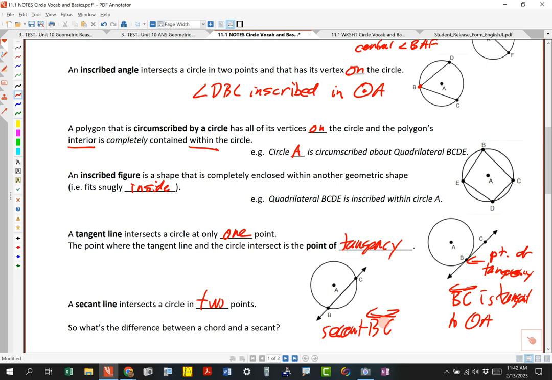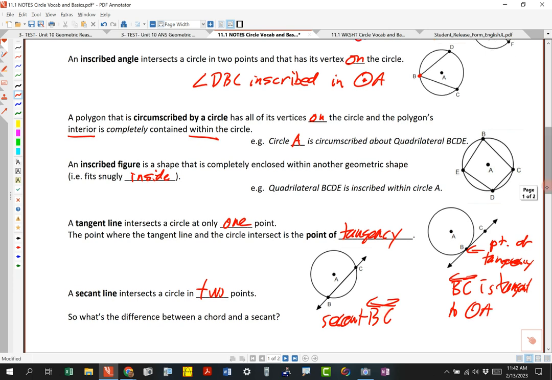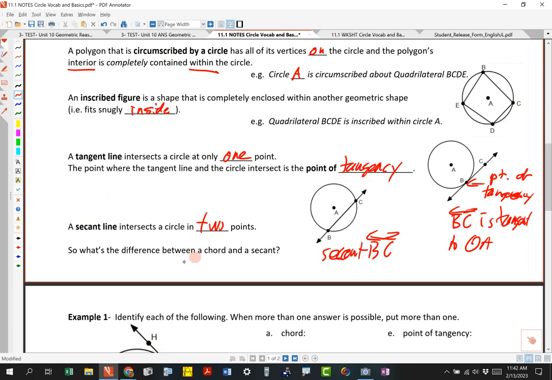A chord stops if the circle has endpoints. And I'll just say on the circle rather than adding them. A secant line continues going down. Very good. A chord stops. And then a secant line goes forever. Okay, everybody good with that?